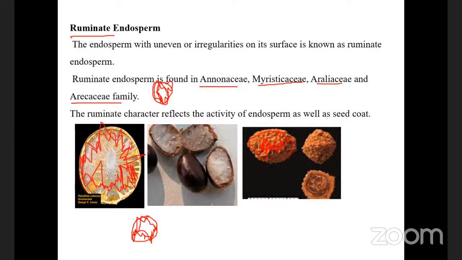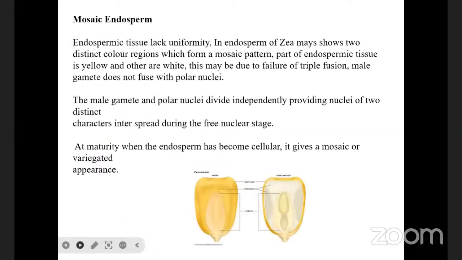It will reflect the activity of endosperm as well as seed coat. By folding, a very tough, rough type of endosperm formation takes place, and also it helps to preserve more nutrition in the pores, in both ways. And the mosaic endosperm.